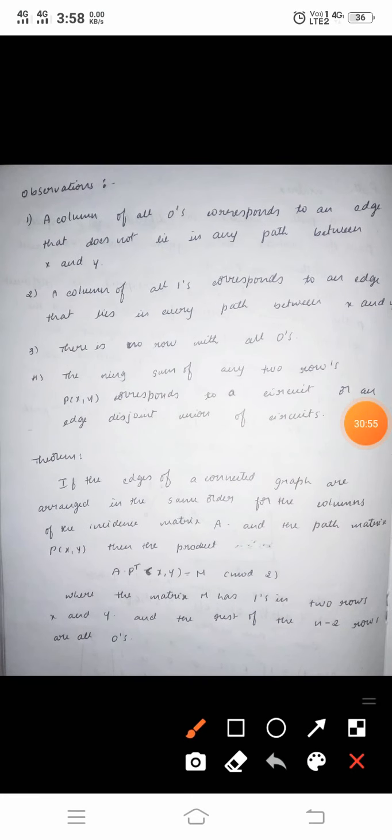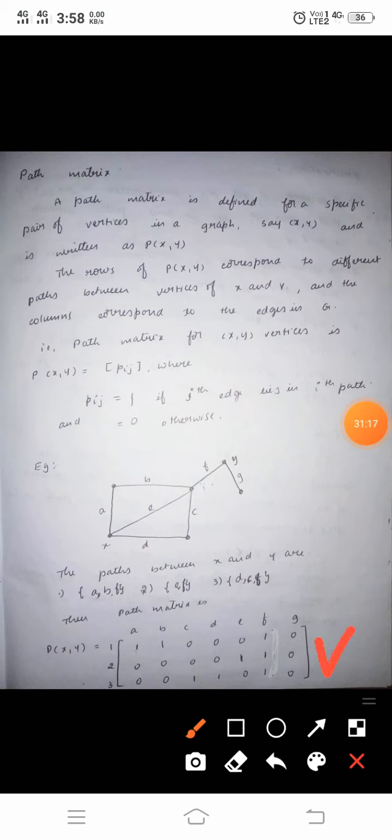We'll see some of the observations. A column of all zeros corresponds to an edge that does not lie in any path between x and y. If there is a column with all entries 0, that indicates that the edge is not present in any of the paths. See here, I have a column G in which all the entries are 0. Is G present in any of the three paths? No. So its entries are all 0.